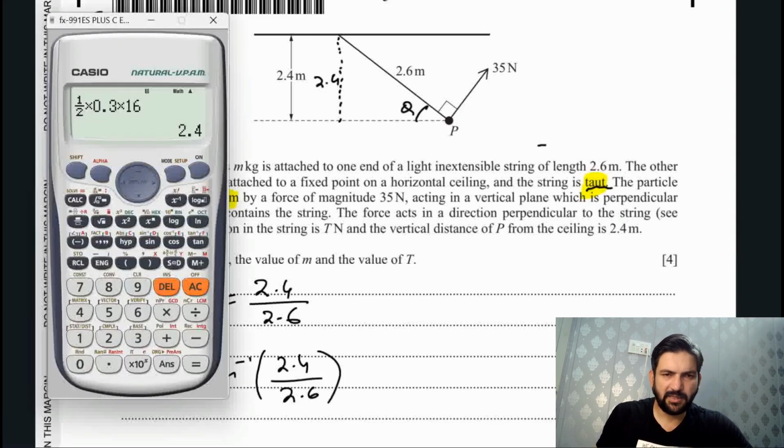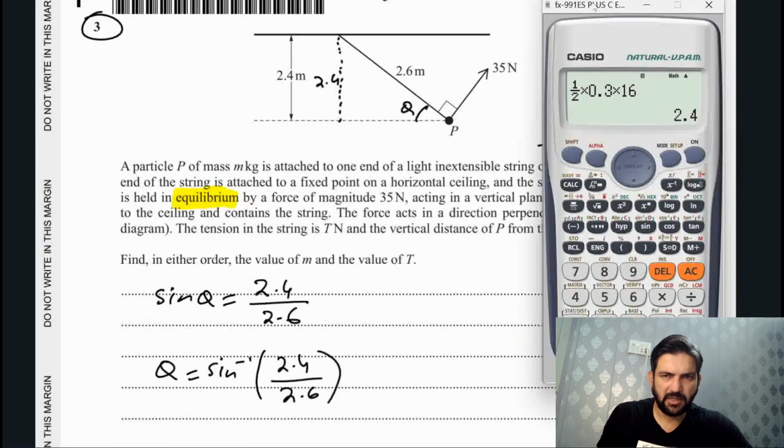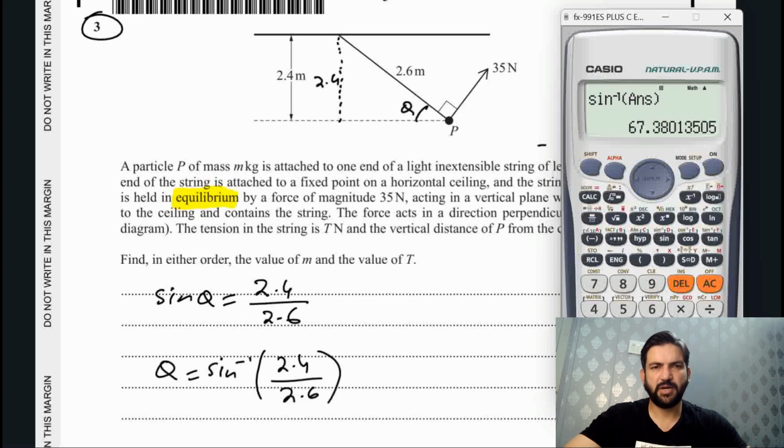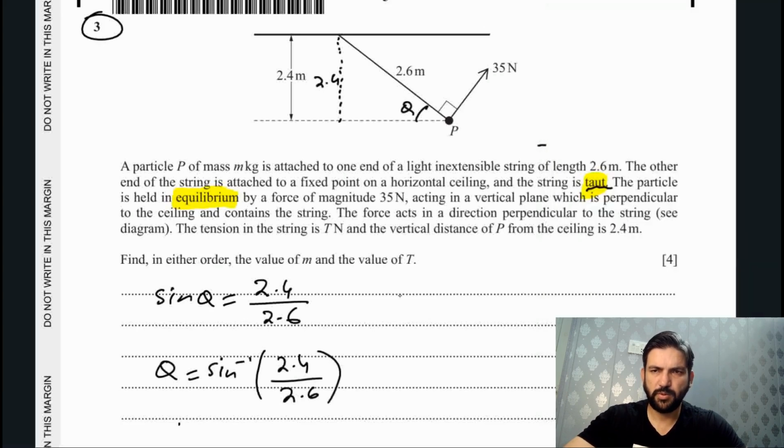So if we try to find out the values, this will be 2.4 divided by 2.6. So sine inverse of the answer will be equal to 67.38, which means 67.4 degrees. Now we need to find out the remaining angle, this angle.